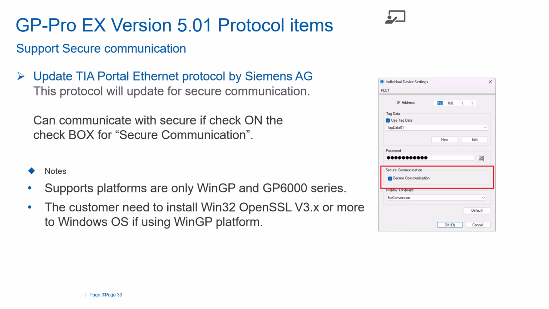Okay. Another communication item in here is supporting secure communication for Siemens TIA portal Ethernet. Now we can just check this box and we are enabling secure communication. You'll notice this is supported only in WinGP, so on the Windows runtime, and in the GP6000 series. And if you're doing it in the WinGP runtime, we need to install OpenSSL to make this driver work.